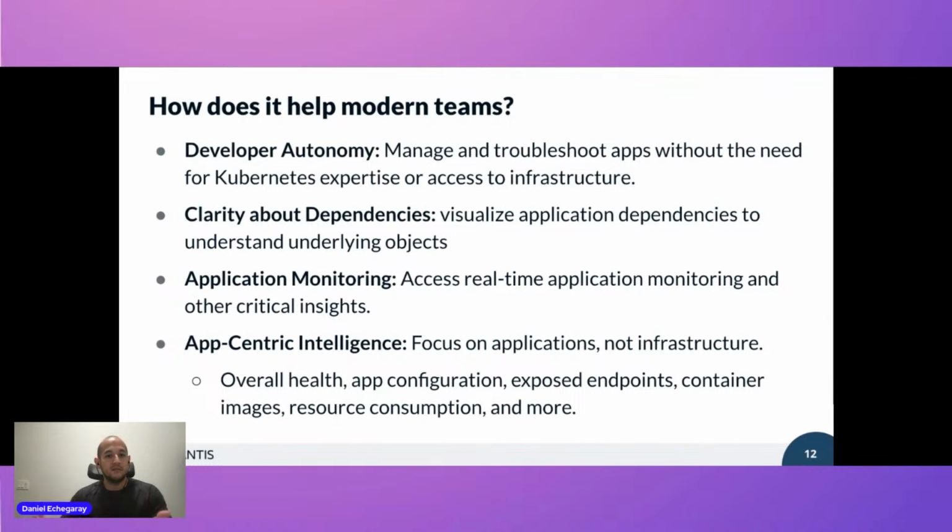Application monitoring: through Lens AppIQ, you have access to real-time application updates and critical insights, anything that's going on with your application. You can check logs, metrics, CPU and memory consumption. You can track events, and we'll see a little bit about that in the demo. And last but not least, this is app-centric, not infrastructure-centric. So we can forget a little bit about all the details of networking, storage, and workloads, and focus on the application. For a developer, that's easier to digest and easier to manage.